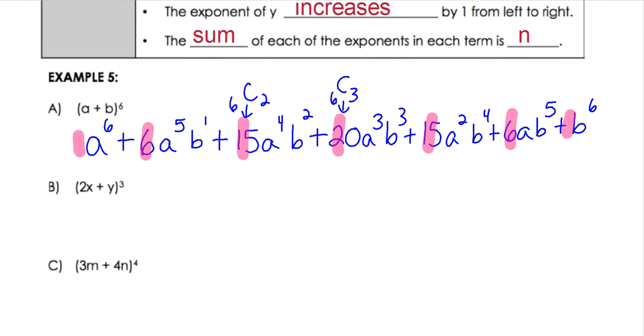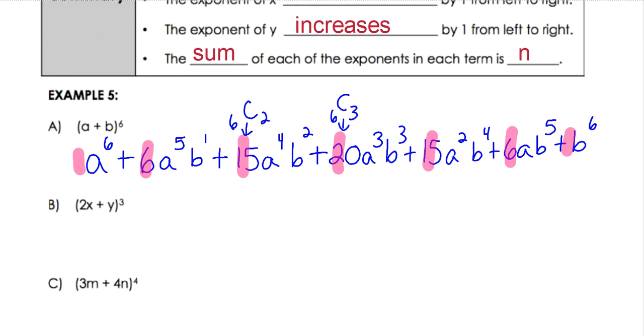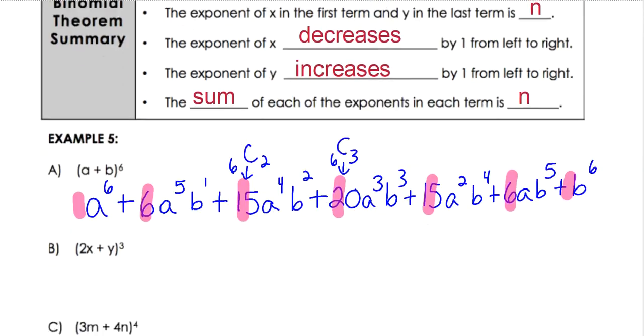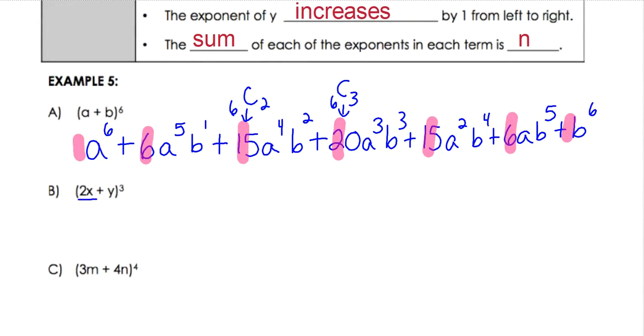All right, let's do 2 more here. So for this one, we're raised to the 3rd power. So I'm going to look at that row on Pascal's triangle, the 3rd row. And I know if we look back that the coefficients are 1, 3, 3, 1. Now what happens in this one though is that we have a 2x here, so we kind of have to keep that in mind as we go.